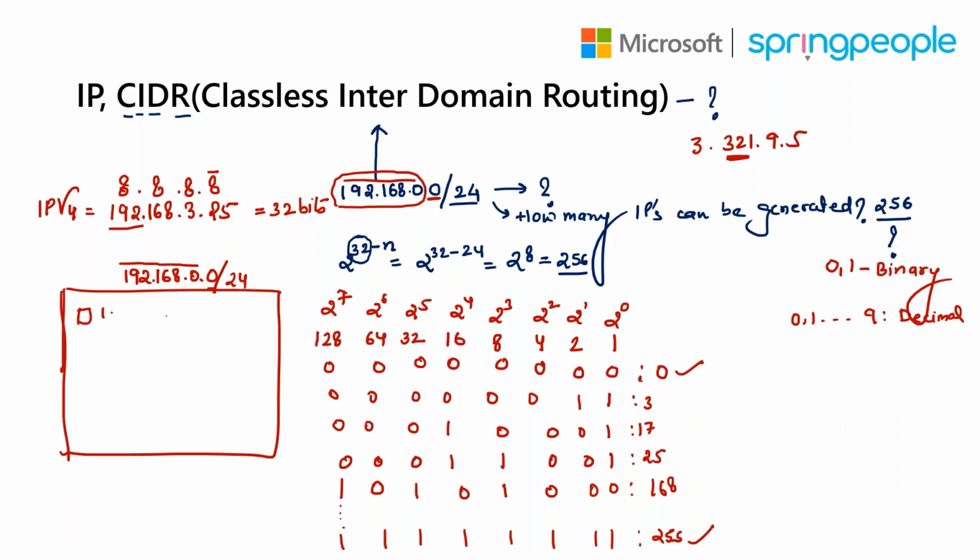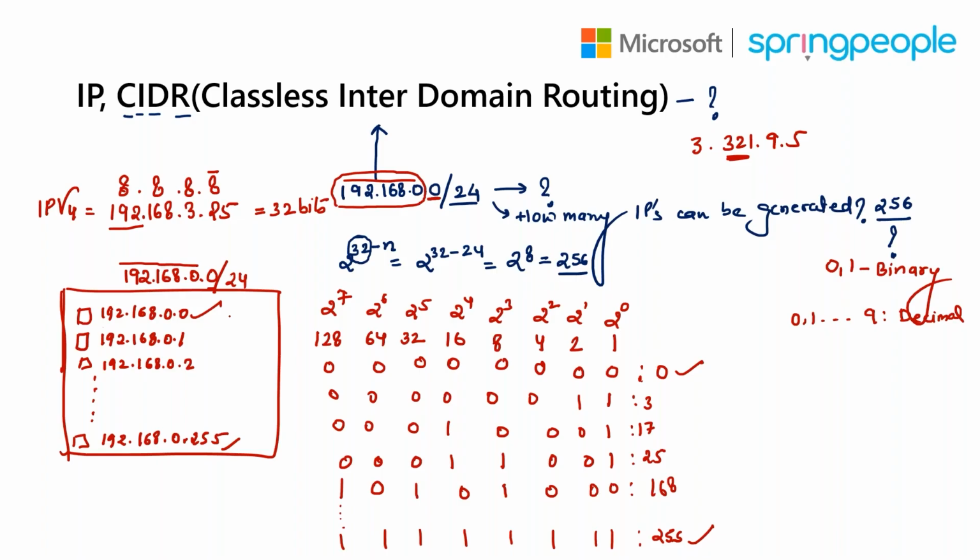So the first device will get 192.168.0.0. The second device will get 192.168.0.1. The third device will get 192.168.0.2. The first three octets will not change. Similarly, the last device will get the IP 192.168.0.255. So how many IPs are created? From 0 to 255, so total 256 IPs are created.